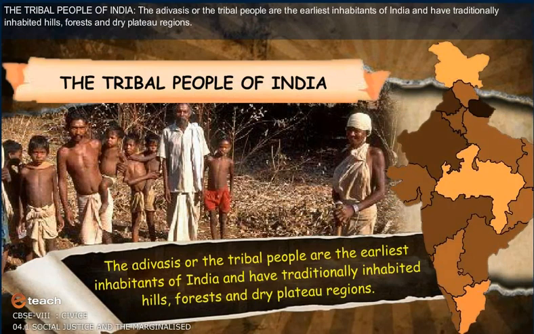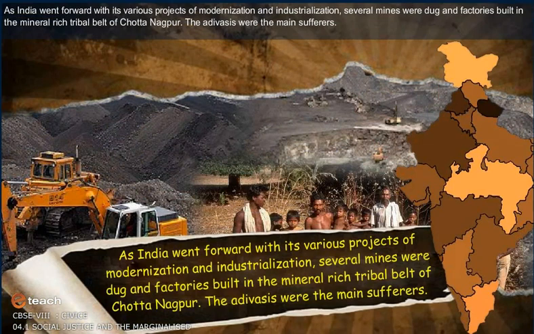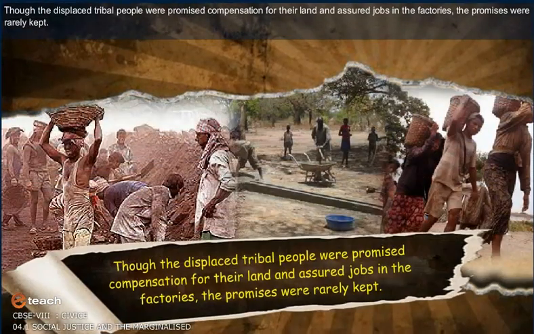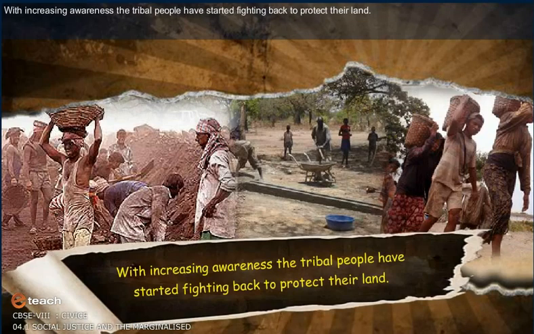The tribal people of India. The Adivasis or the tribal people are the earliest inhabitants of India and have traditionally inhabited hills, forests, and dry plateau regions. As India went forward with its various projects of modernization and industrialization, several mines were dug and factories built in the mineral-rich tribal belt of Chota Nagpur. The Adivasis were the main sufferers. Though the displaced tribal people were promised compensation for their land and assured jobs in the factories, the promises were rarely kept. With increasing awareness, the tribal people have started fighting back to protect their land.